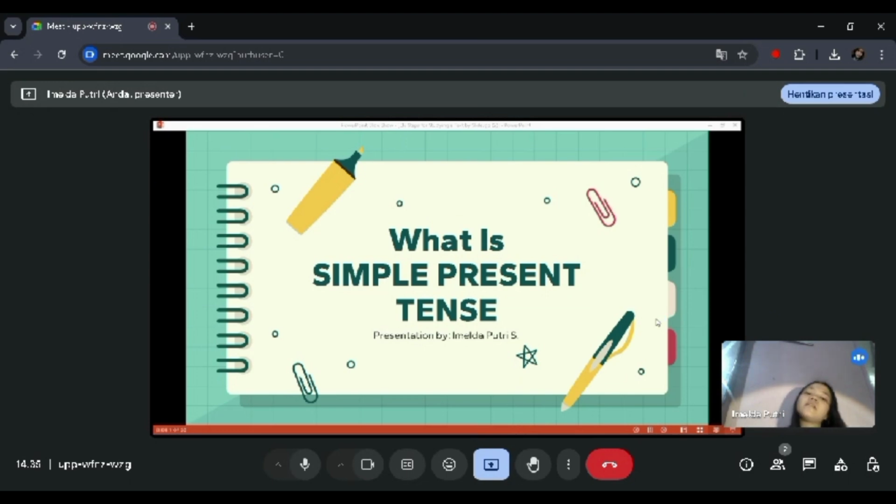I want to share my presentation about the simple present tense. What is the simple present tense?